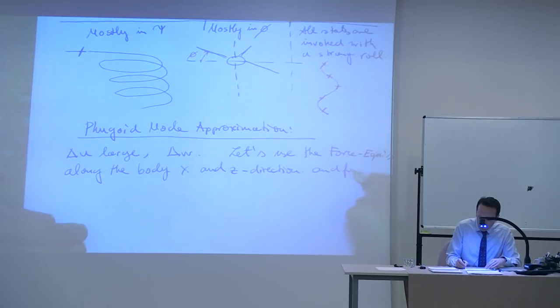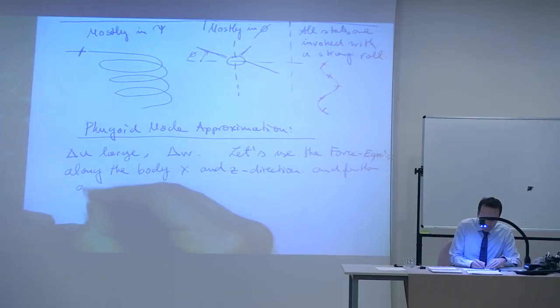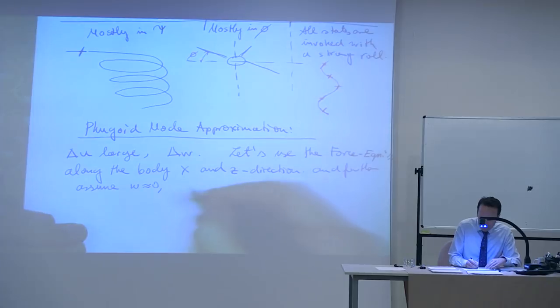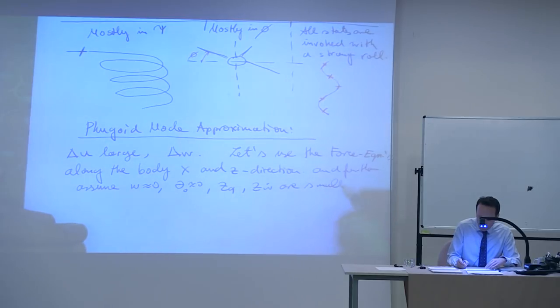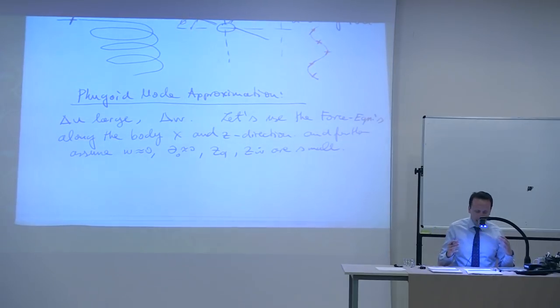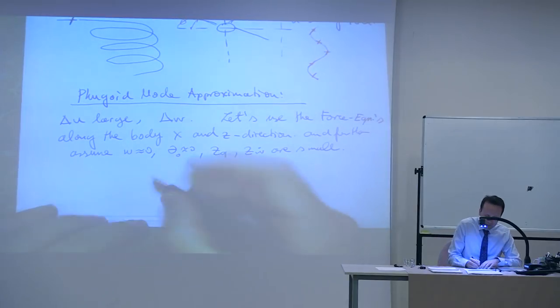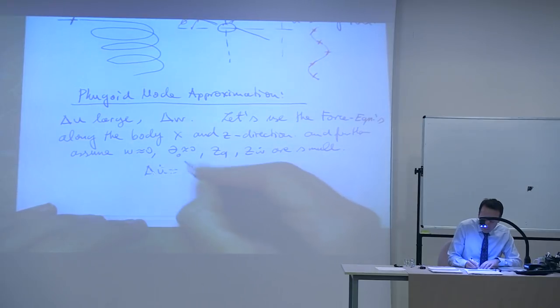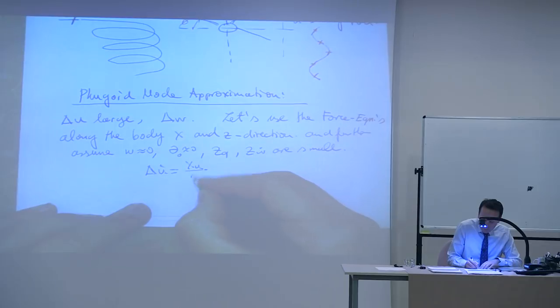And further, assume w is approximately equal to 0, theta is approximately equal to 0, zq and z w dot are small. If you do that, you get a pretty good phugoid approximation. So basically, we are saying the phugoid mode is mostly affected by delta u. Therefore, I need to include my delta u equation. Delta u dot must be in my equation.